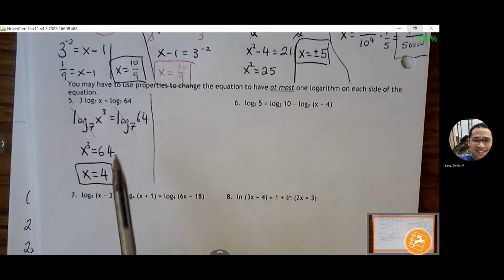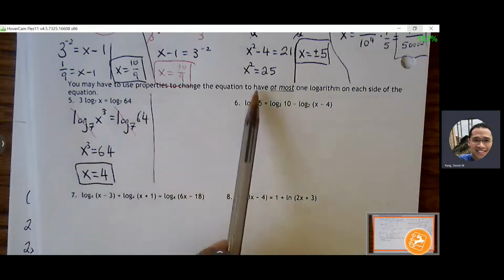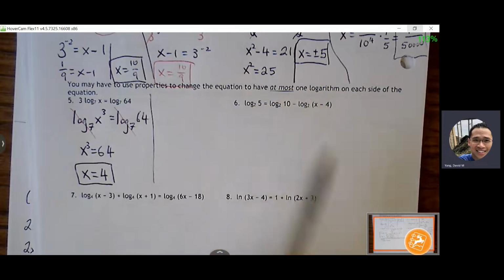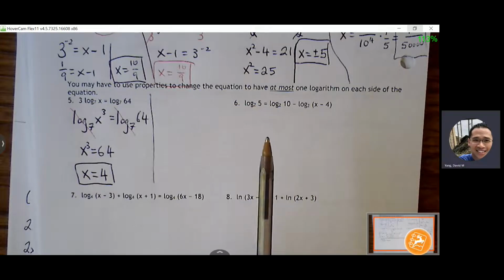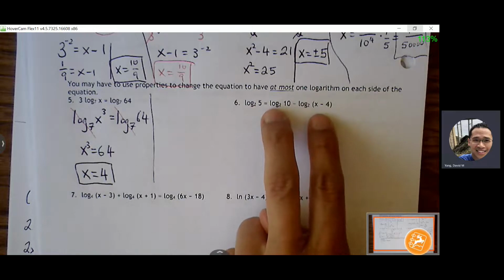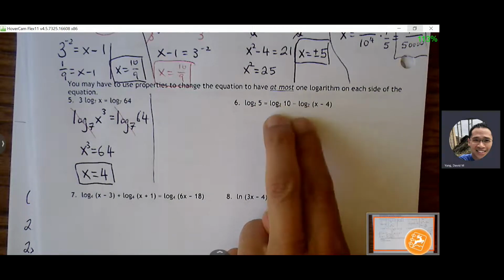Okay. Number 6. Can I start canceling the log base 2's out? Okay. Eventually, but not yet. Yeah, we have to find a way to do it with these 2 logs. Yeah, we have to merge them together.